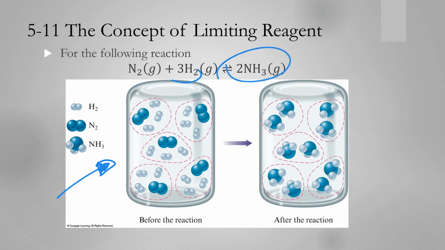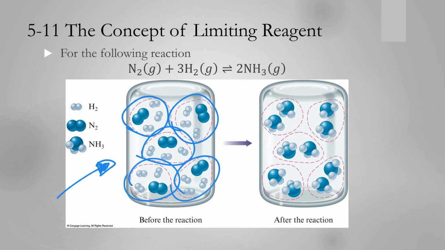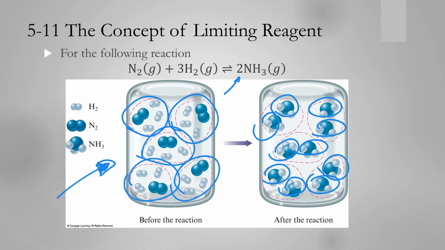We have 1 nitrogen and 3 hydrogens to make 2 ammonias, and it is balanced. If you look at the beaker or flask on the left, there are 1, 2, 3, 4, 5 complete reactions that will occur. So we should get 5 times 2, which is 10 molecules of ammonia: 1, 2, 3, 4, 5, 6, 7, 8, 9, and 10.